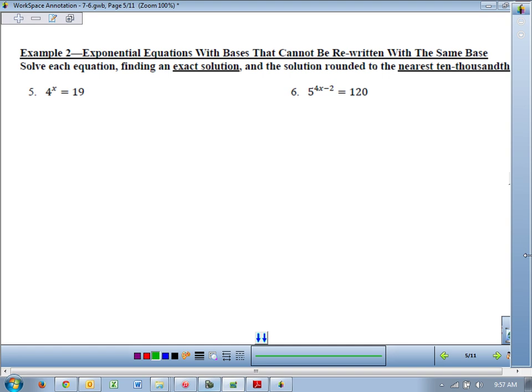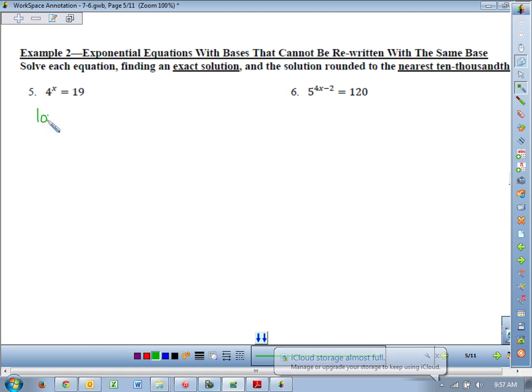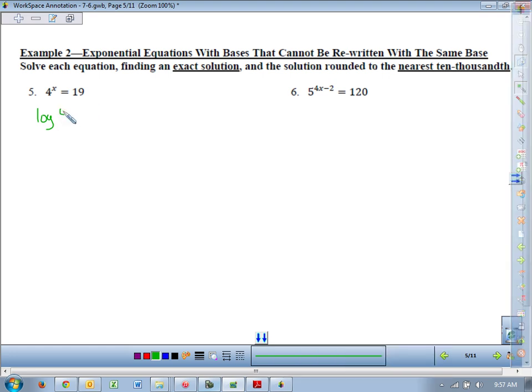Here's what we'll do. Let's log both sides. All right, let's do this. I'll do the first one the long way. What do you say we take the log, and we can use whatever base we want. Why don't we use base 10 so we don't have to put a little number down there? Cool. Log of 4^x equals log of 19. All I did was do the same thing to both sides, just like you've either added 2 to both sides or you divided both sides by 5. Didn't I just log both sides?